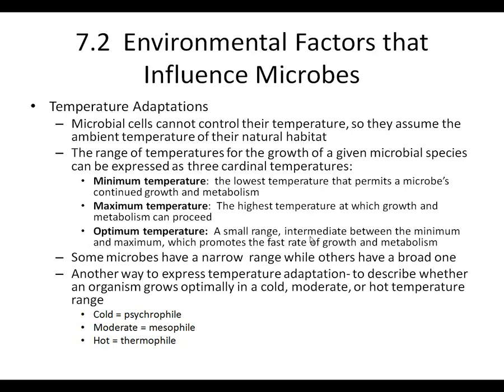But if we look at something like E. coli, it can grow at room temperature, it can grow at body temperature, and it can even grow a little higher than body temperature. So it has this very large range. Another way to express temperature adaptation is to express whether the organism grows at cold temperatures or moderate temperatures or at hot temperatures. And these are going to be what we call the psychrophiles, which like it cold, the mesophiles, which like it moderate or in those middle ranges, like body temperature, and then thermophiles, which like it hot.